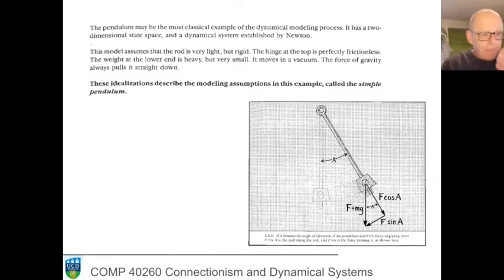So, some of the simplifying assumptions we're going to make are that the rod is very light but rigid, that there's absolutely no friction at the hinge at the top, the weight at the lower end is heavy but very small, a point mass, that it moves in a vacuum so we can get rid of air resistance, and that the force of gravity always pulls it straight down. Some of those idealizing assumptions are perhaps more realistic than others, but together they give us a system that we can characterize completely.